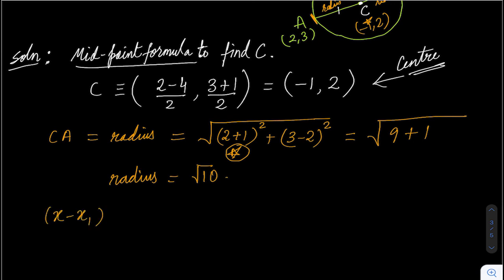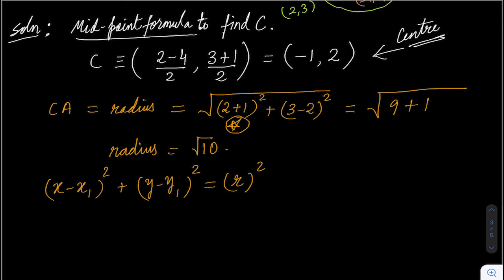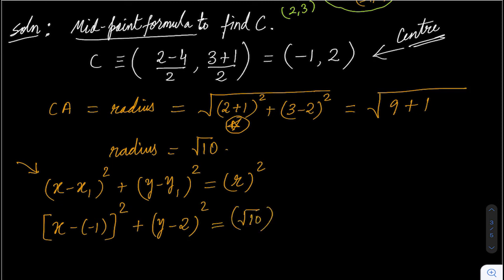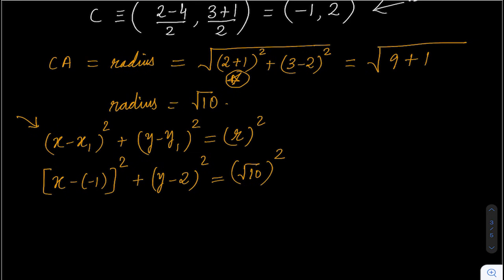Okay. So let's write the equation. We have center and radius. So what's my equation? My equation is x minus x1 whole square plus y minus y1 whole square equals r squared. So we use this when center is not 0, 0. Then we can use this formula. So what is x1? x1 is minus 1. Just again I am saying be careful in this. This is minus 1. And y1 is 2. Radius is square root of 10.